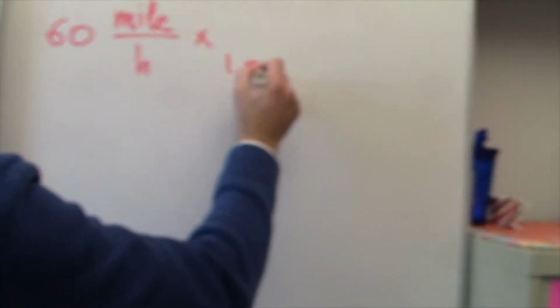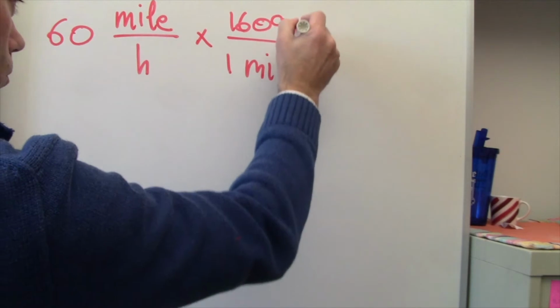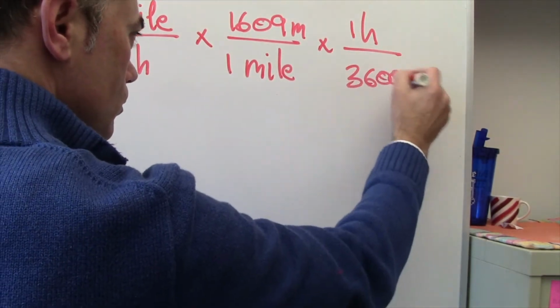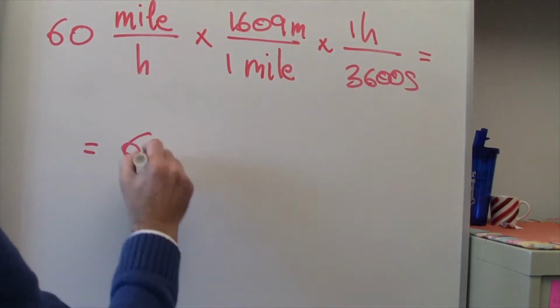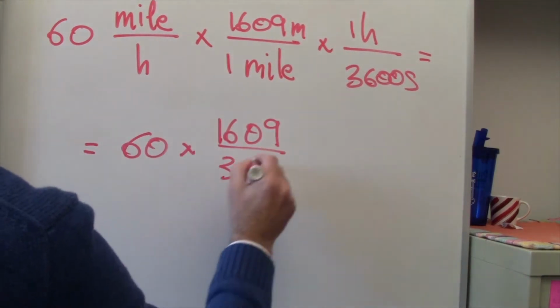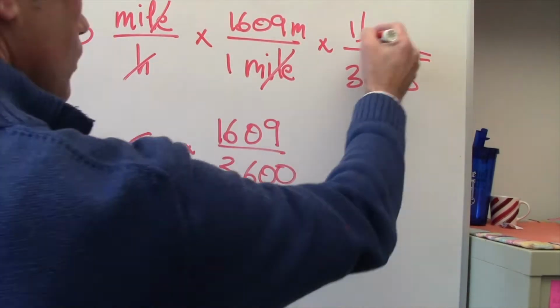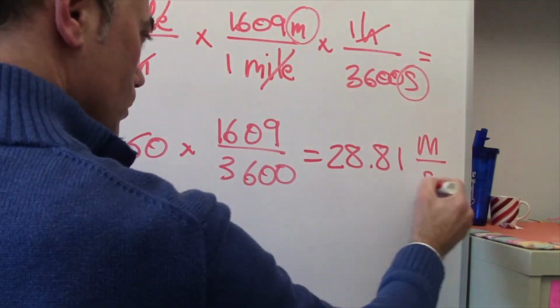In case we need to convert magnitudes from one unit to another, we will use conversion factors, which only consist in multiplying by 1 in a clever way. If we want to convert 60 miles per hour to meters per second, we convert from miles to meters and then from hours to seconds. We multiply by the relation between miles and meters and by the relation between hours and seconds. Then we find that 60 miles per hour is 28.81 meters per second.